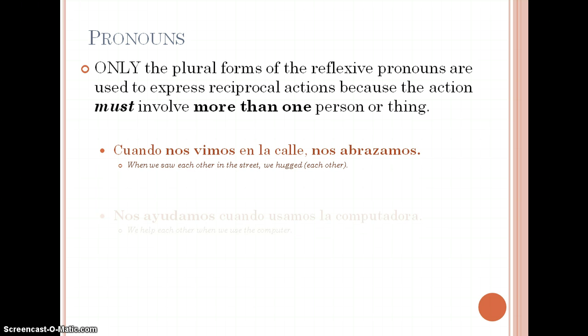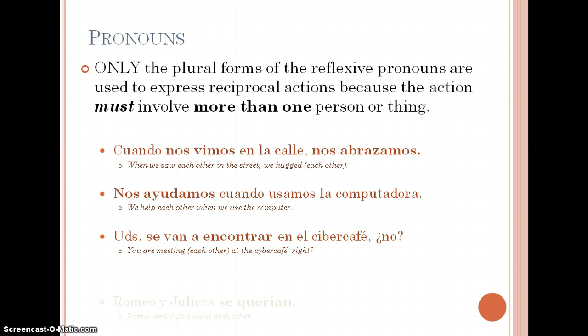The pronouns that we need to use. We can only use the plural forms of reflexive pronouns. The reason for this is, again, these reciprocal actions have to be done between more than one person or thing. So again, the action must involve more than one person or thing. So the nos, os, and se are the only reflexive pronouns that you can use.